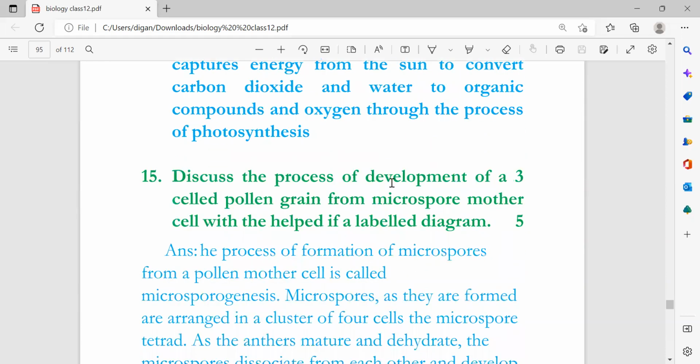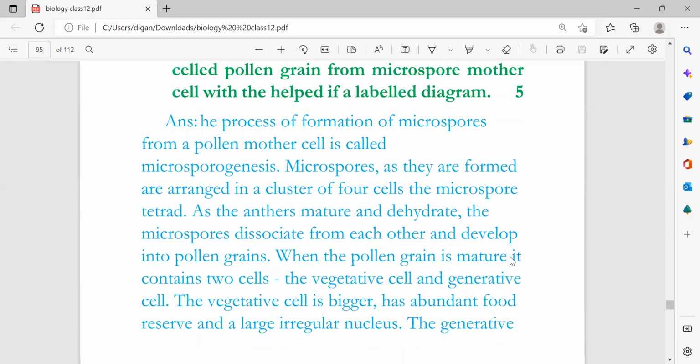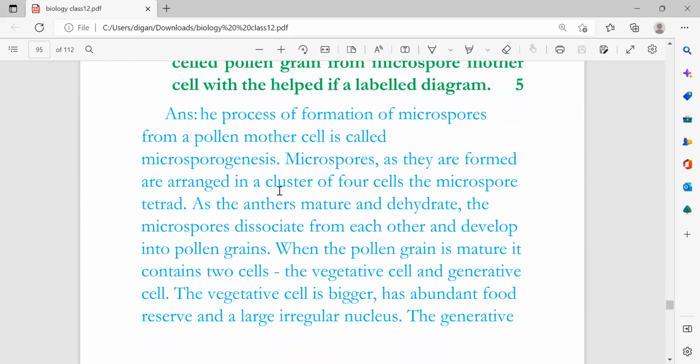Next question: discuss the process of development of a tree cell pollen grain from a microspore mother cell with the help of a labelled diagram. The process of formation of microspores from a pollen mother cell is called microsporogenesis. Microspores, as they are formed, are arranged in a cluster of four cells, the microspore tetrad, at first.